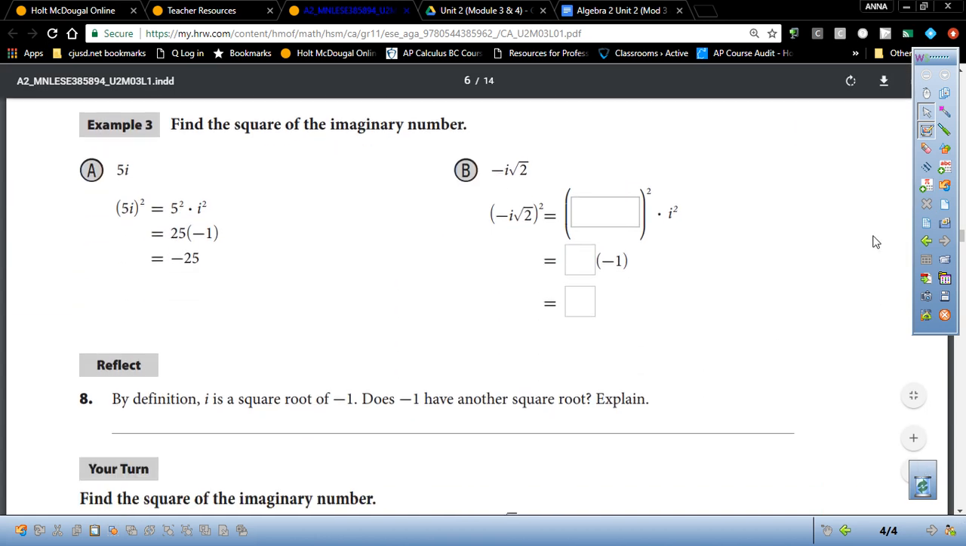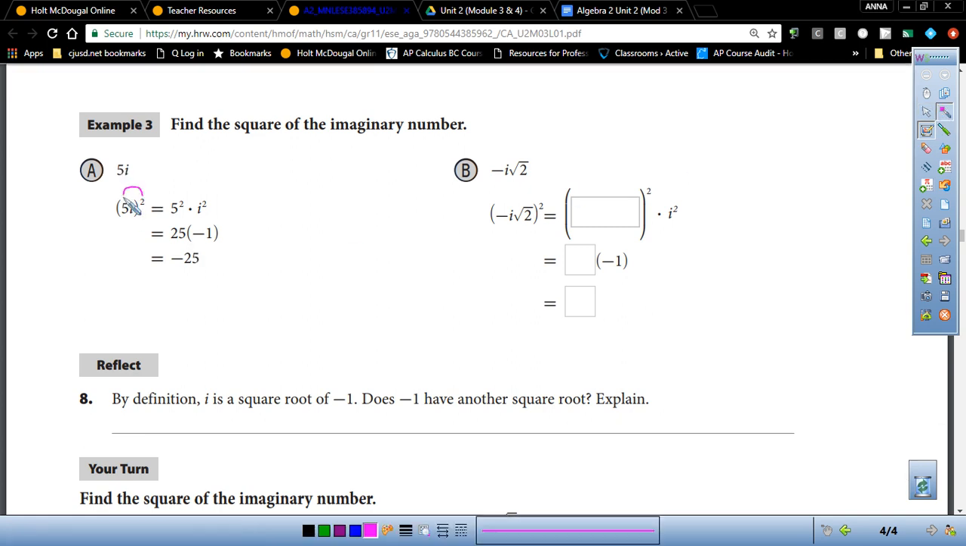So if I want to find the square of these imaginary numbers, okay, if I square 5i, the square distributes to everything inside. Remember, we can distribute exponents across multiplication. That is our power of a product property. But you cannot distribute it across addition. So it becomes 5 squared and i squared. 5 squared is 25. i squared is negative 1. 25 times negative 1 is negative 25. So please remember this. i squared is negative 1.